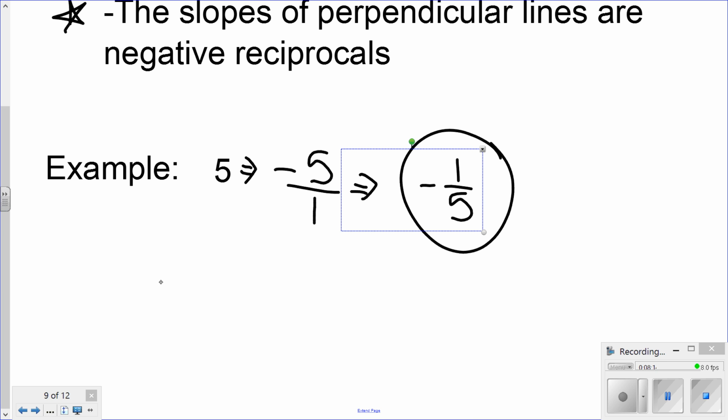Try one more. Let's say I give you 2/3. What is the perpendicular slope of 2/3? Since it's positive, I make it negative. And since it's 2/3, the reciprocal of 2/3 is 3/2. Opposite sign and the reciprocal.